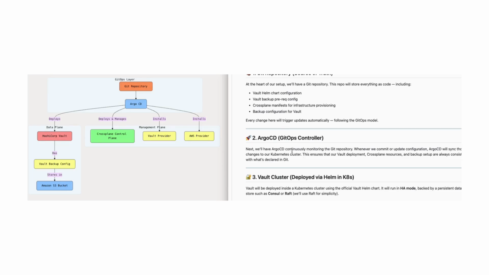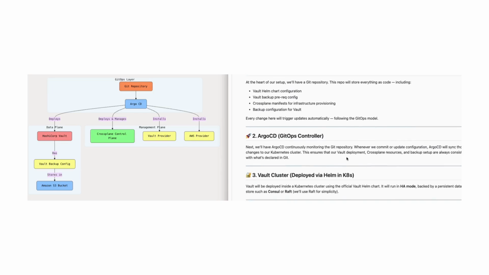And the second part is ArgoCD, which acts as the GitOps controller. We'll have this ArgoCD continuously monitoring the Git repository. Whenever we commit or update configuration, ArgoCD will sync those changes into the Kubernetes cluster. This ensures that our Vault deployment, Crossplane resources, and backups are always consistent with what's declared in Git.